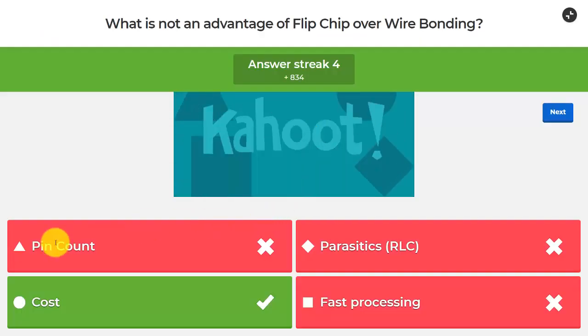So going back to the Kahoot, pin count is an advantage of flip chip over wire bonding, as are the parasitics and the fast processing. But cost, the flip chip costs much more. Just designing the flip chip can cost a lot of money, and each of the packages is very expensive as well.